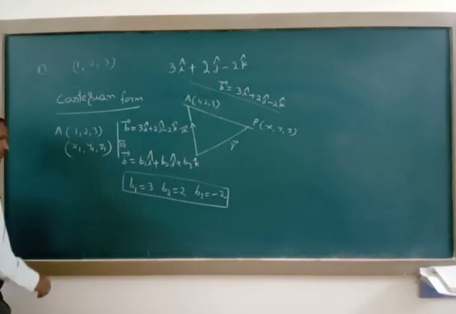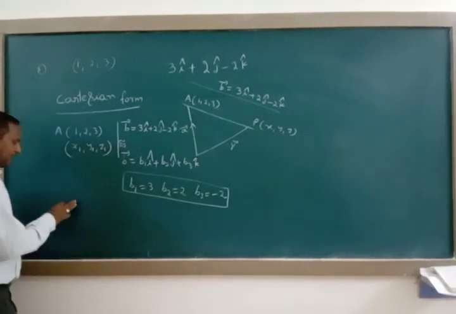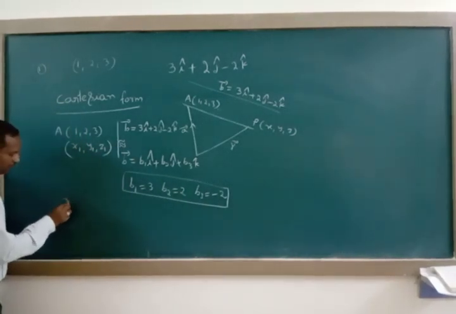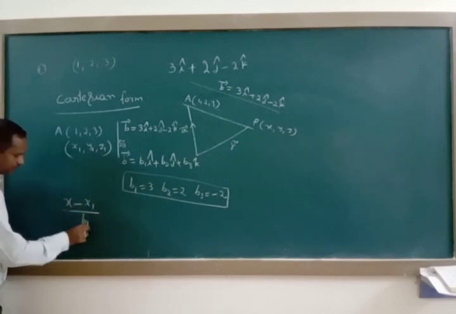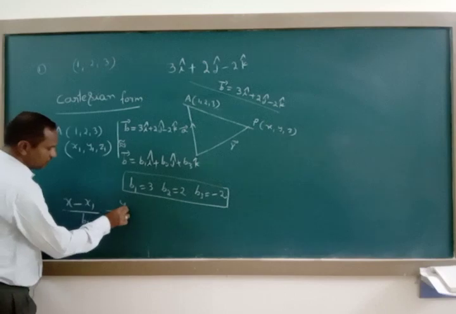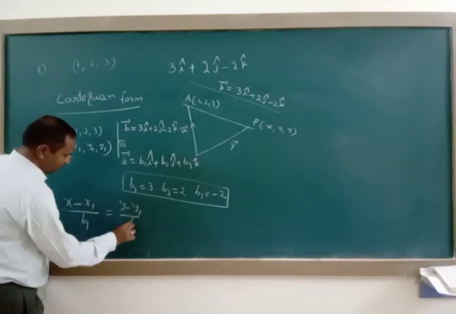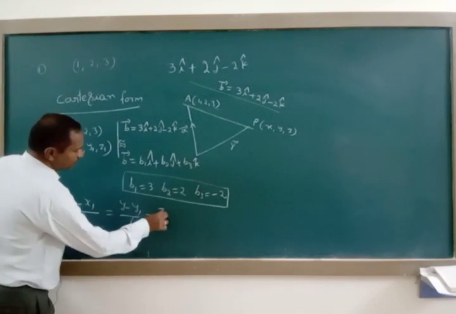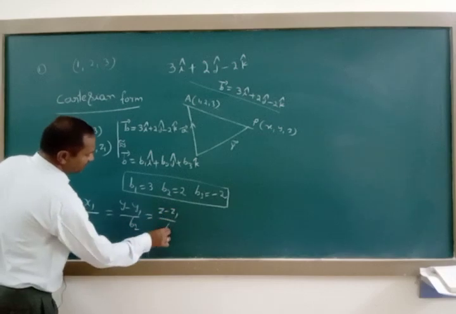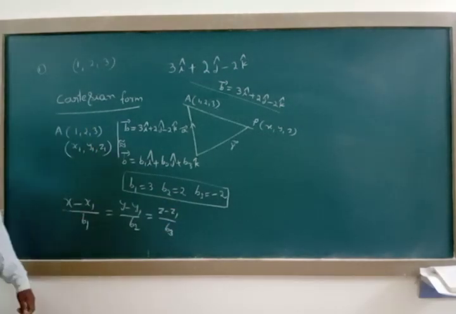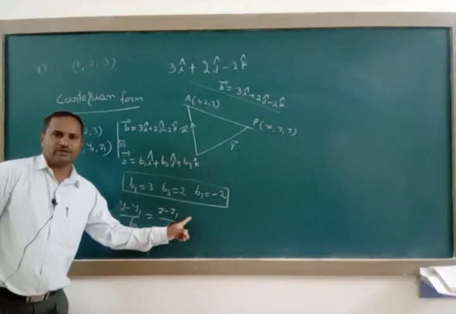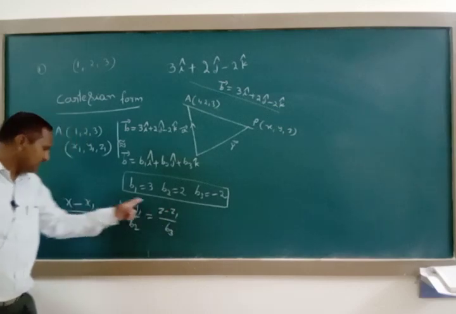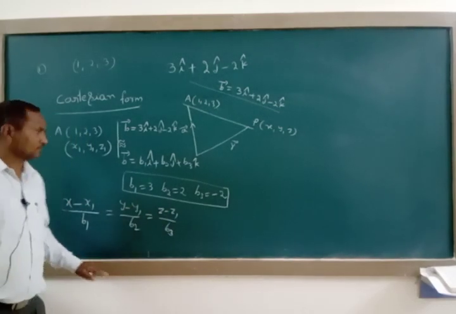Substitute in the Cartesian form of equation of a straight line. The Cartesian form is (x minus x1) by b1 is equal to (y minus y1) by b2 is equal to (z minus z1) by b3. In this formula, substitute all these 6 values. You can say it is equal to lambda, but you may write it or not as you wish, but you should write all these 3 first.